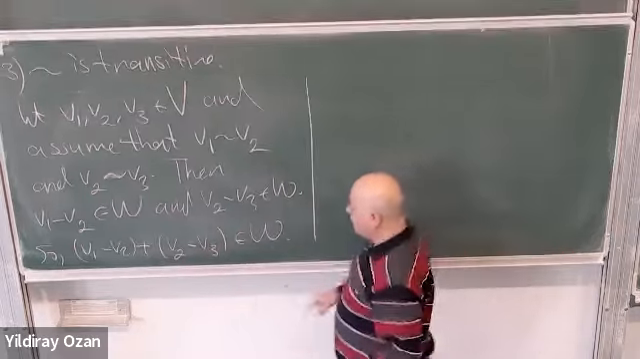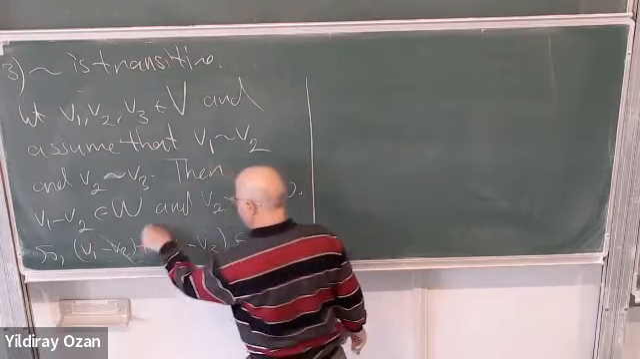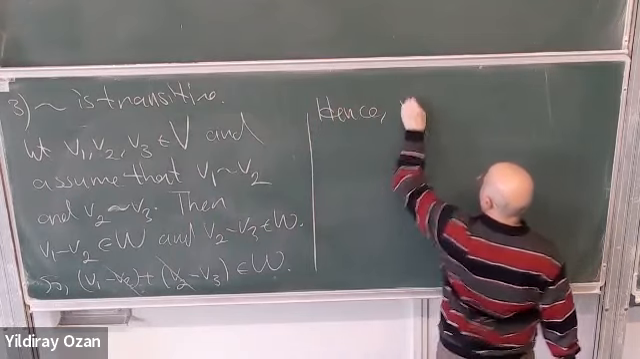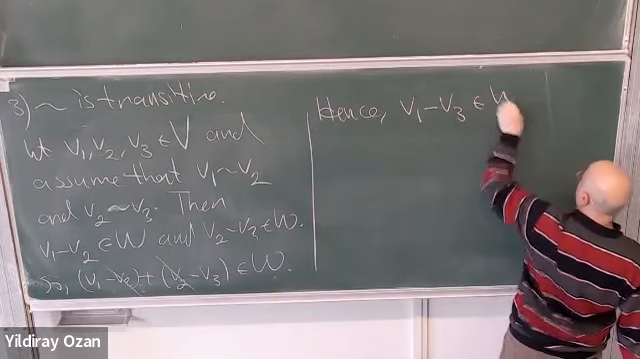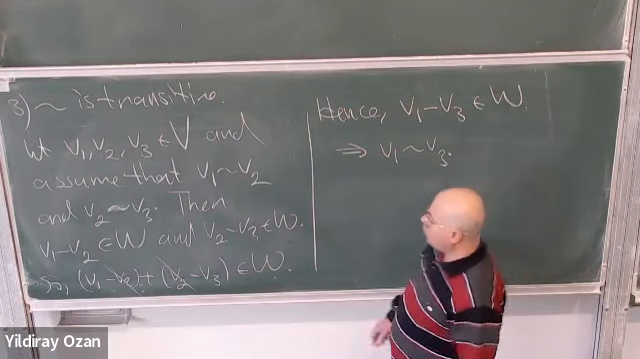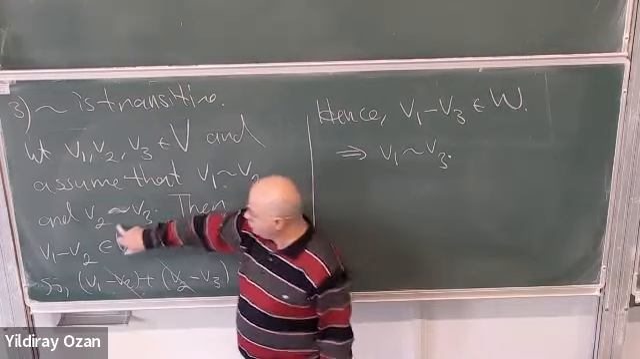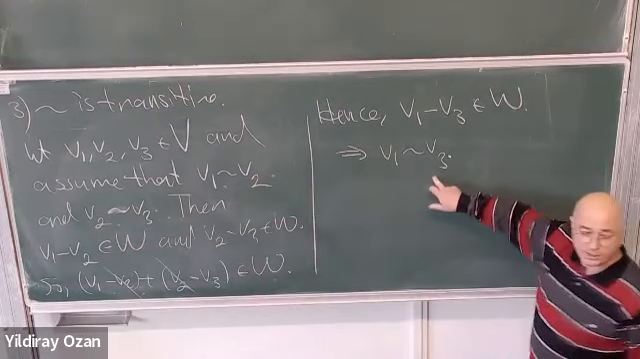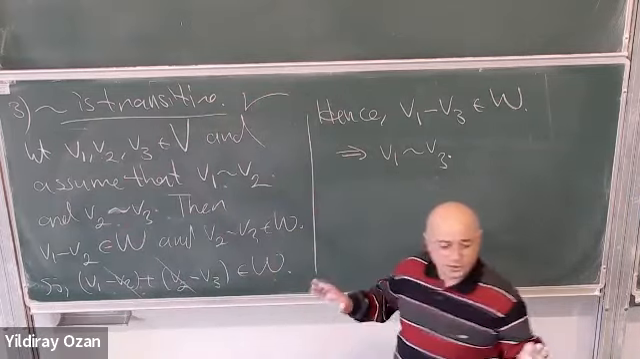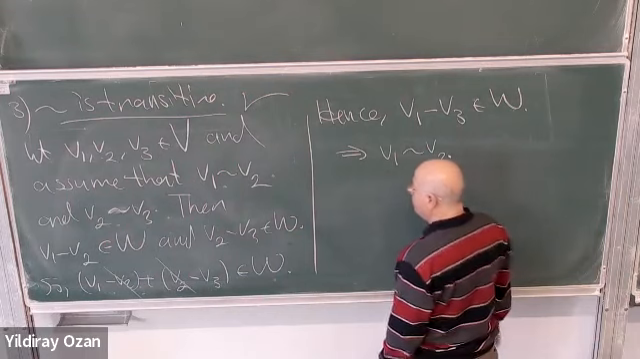But what is this summation? This is just v1 minus v3, the v2s are cancelled. So we see that v1 minus v3 is in W, and this implies that v1 is related to v3. So what we have seen is the following: if v1 is related to v2 and v2 is related to v3, then v1 is related to v3. Therefore, it is transitive. So it's an equivalence relation. Okay.